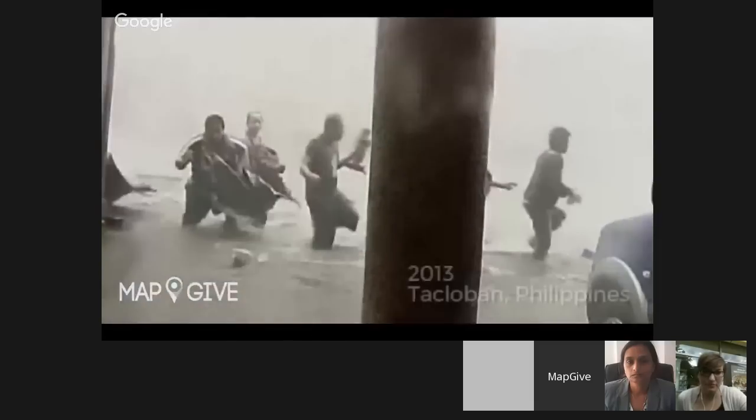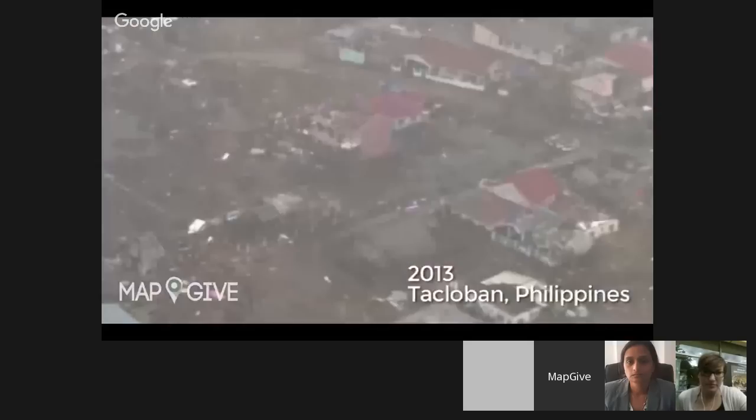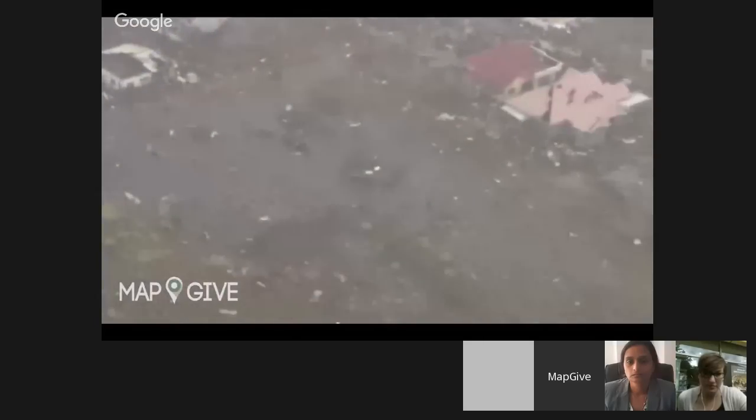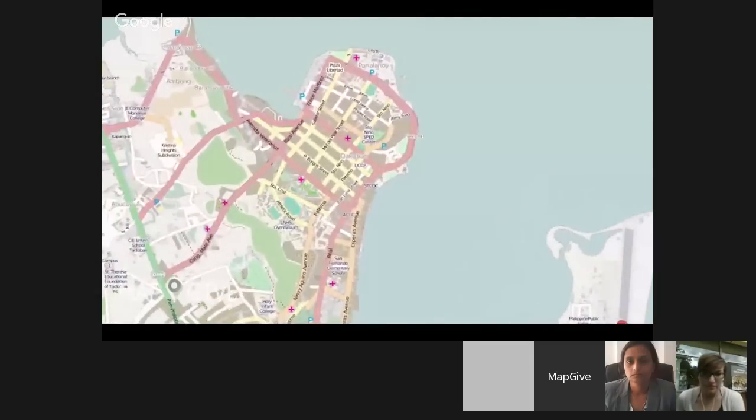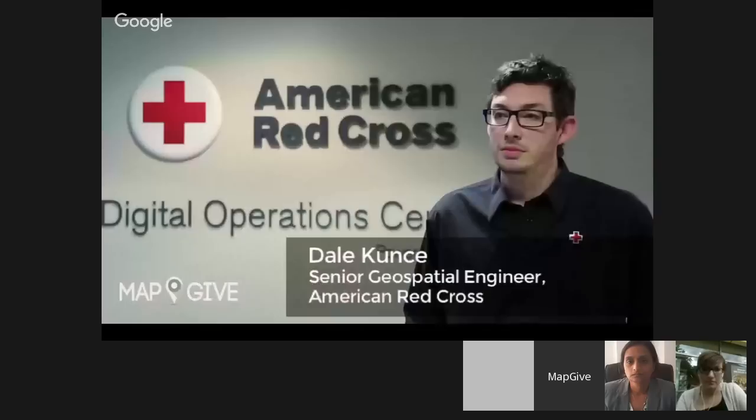When the typhoon happened, we realized that there were no good maps of the Philippines, that there needed to be maps so that our personnel would know where to go and what they would find when they got there. So we partnered with the Humanitarian OpenStreetMap team to help them and help us build out a base map for the Philippines.